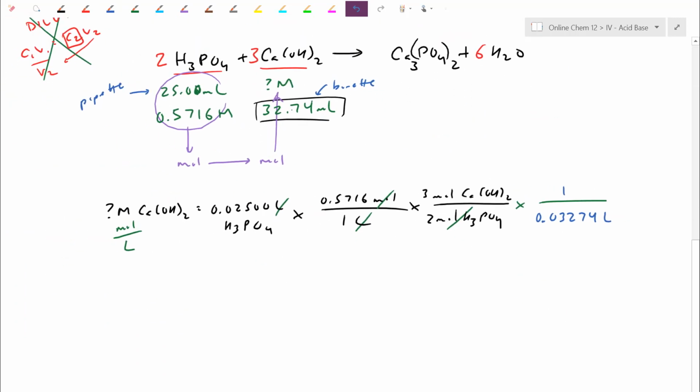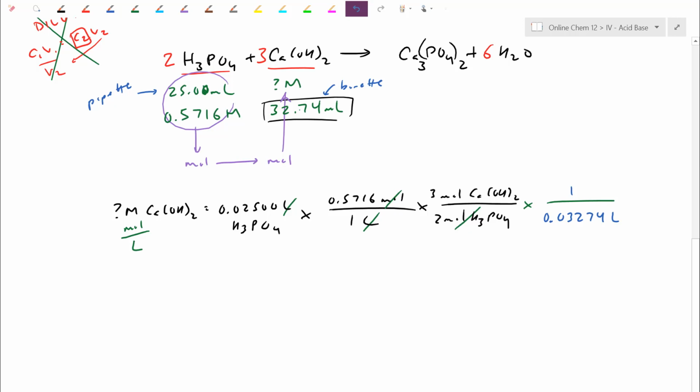So let's just do that here. We're going to go 0.025 multiplied by 0.5716. It's always the mole ratio step that you're going to lose if you do C1V1 = C2V2. So don't do it that way. Do it as a stoichiometry problem. Times 1 divided by 0.03274. Okay, and there we go.